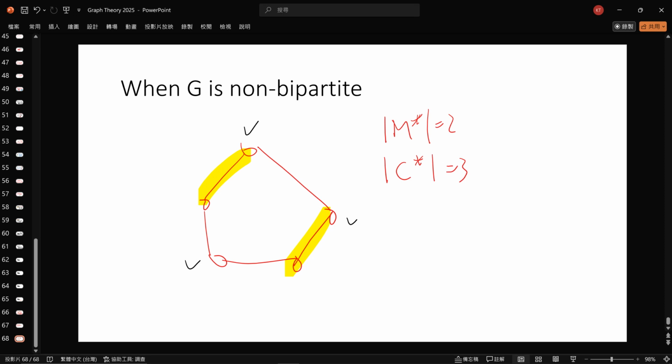So in this case, these 2 sets do not have the same size, okay? But still, the size of the vertex cover is an upper bound for the size of the matching. So the inequality always holds. But for bipartite graphs, the equality holds, okay?